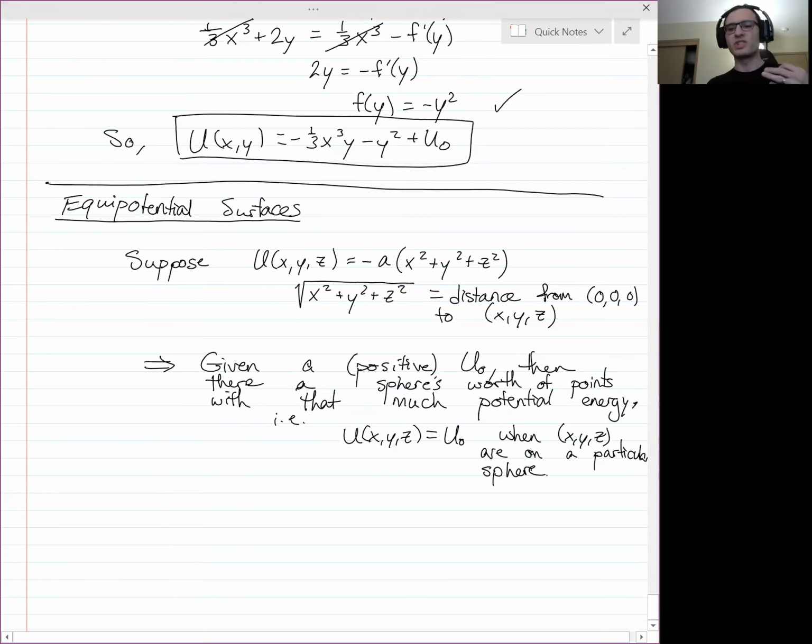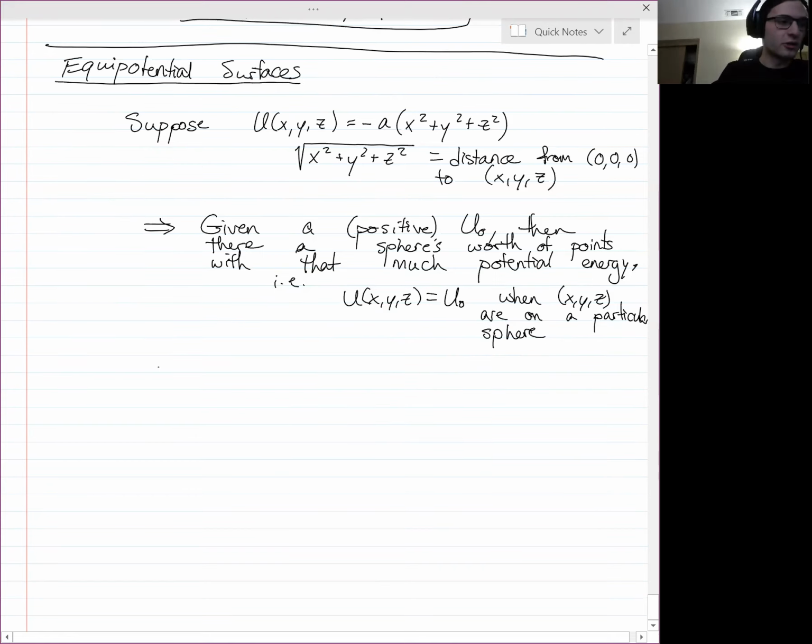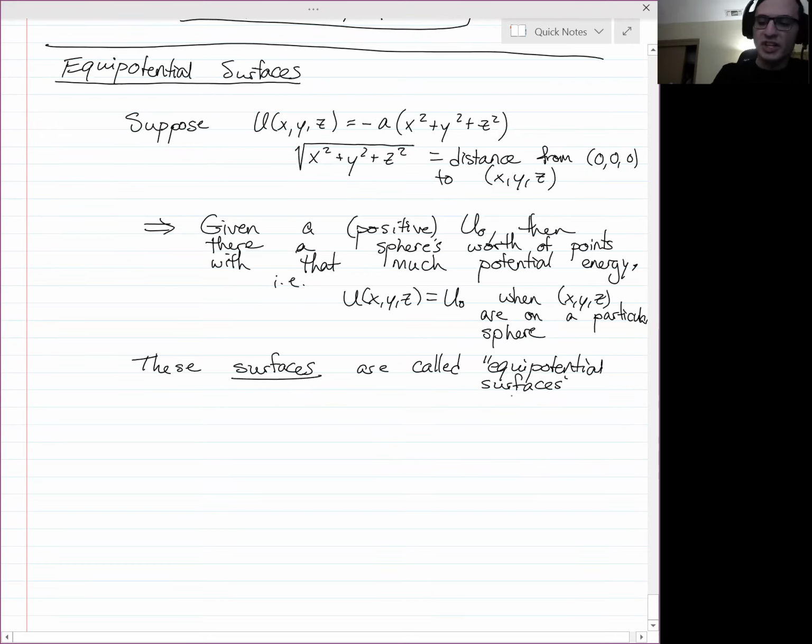So these surfaces, in this case, it's a sphere. So these surfaces, and a sphere is a surface, right, are called equipotential surfaces. And it should be relatively clear why. Equipotential meaning the same potential, and it's a surface on which all those points have the same potential, right? So that's not particularly surprising.